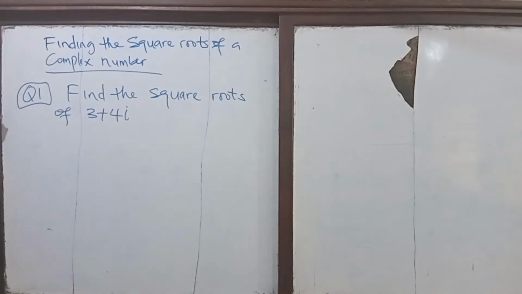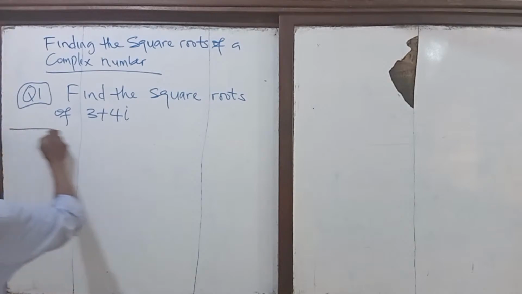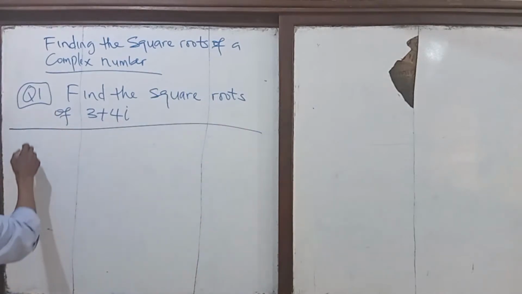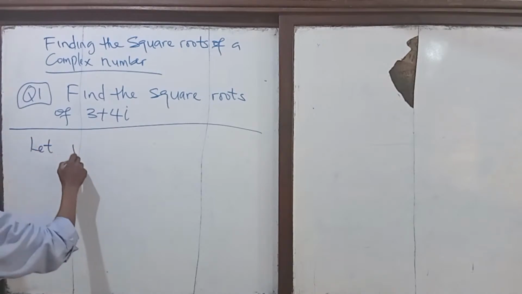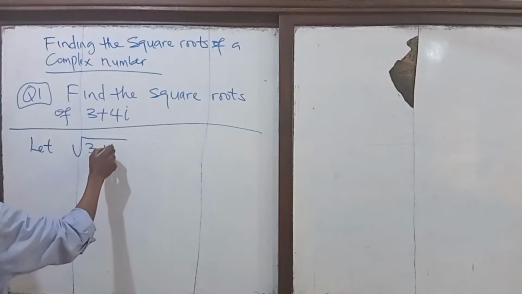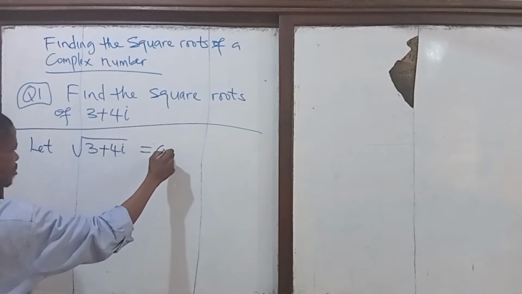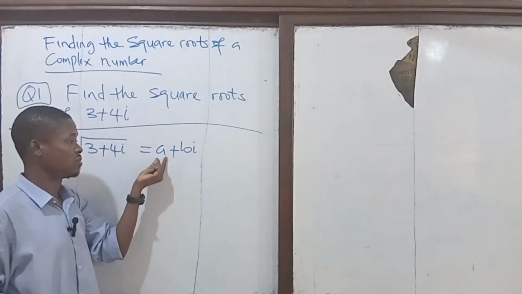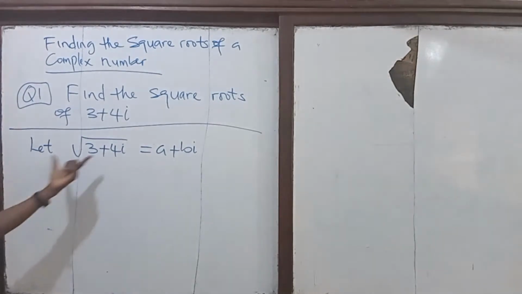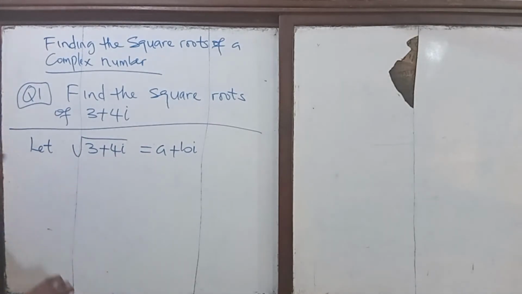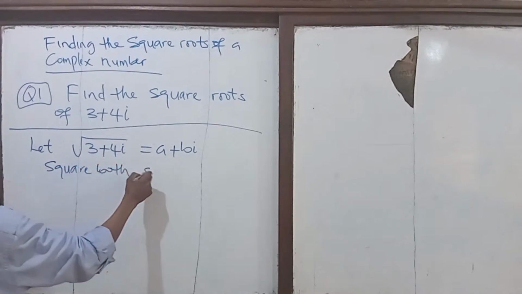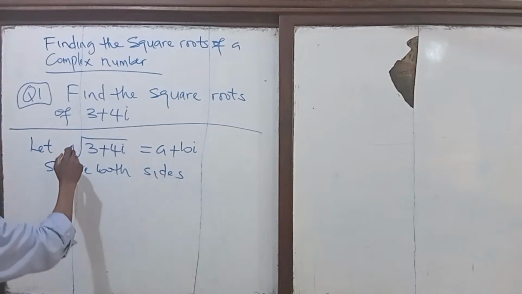Yeah, what we're going to do in this case: find the square root of 3 plus 4i. So we're going to say, let the square root of that complex number be equal to a plus bi. Make it another complex number, with a real part and an imaginary part. Then you square both sides of the equation. If you do that, the square root will go.